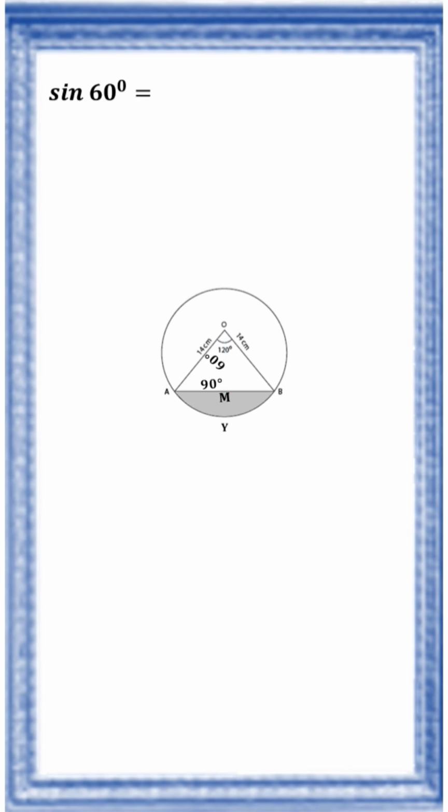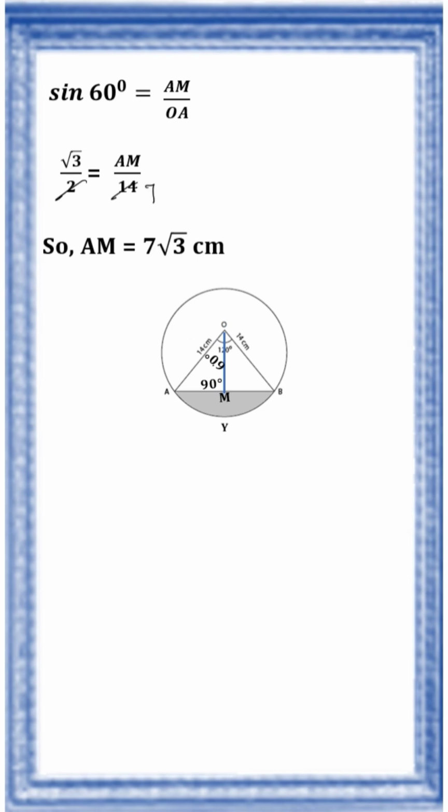Now sin 60, which is equal to opposite side by hypotenuse. That is AM by OA. So value of sin 60 is root 3 by 2. AM we don't know. OA is 14 centimeter. Cross multiply. 2 ones are 2, 2 sevens are 14. So AM is 7 root 3 centimeter. Now AB is equal to 2AM, that is equal to 14 root 3 centimeter.